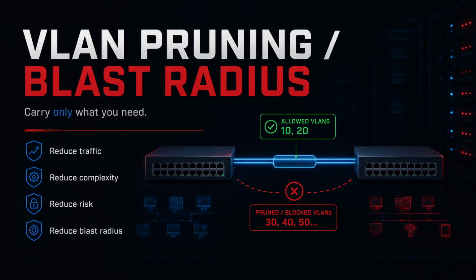That's why pruning matters. If VLAN 30 does not need to cross a trunk, just don't allow VLAN 30 on that trunk. Same thing with the printer VLAN, same thing with the camera VLAN. Keep the layer 2 footprint small. What that really does is it reduces the blast radius of potential problems, right? Carry only what you need.